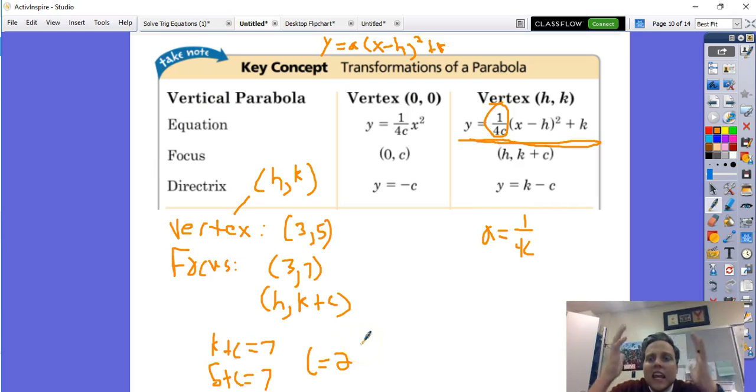Well, now we have c. I can find a. Finding a is easy. Just plug in c, and we can say a is equal to 1 over 4 times 2, which is just going to be equal to 1 over 8.